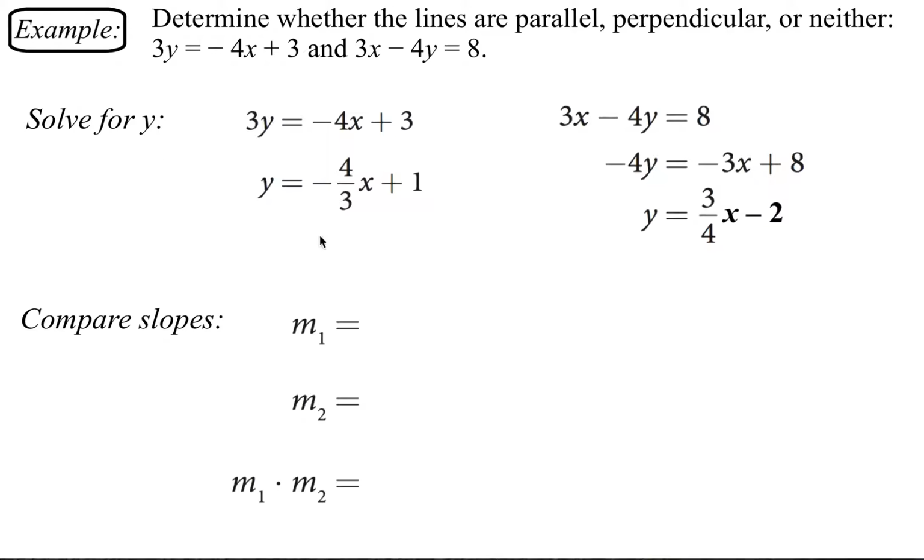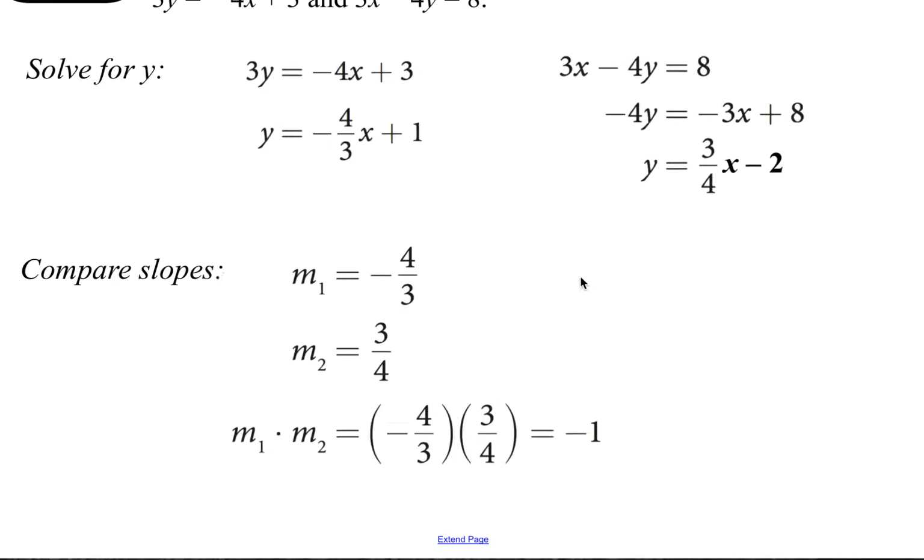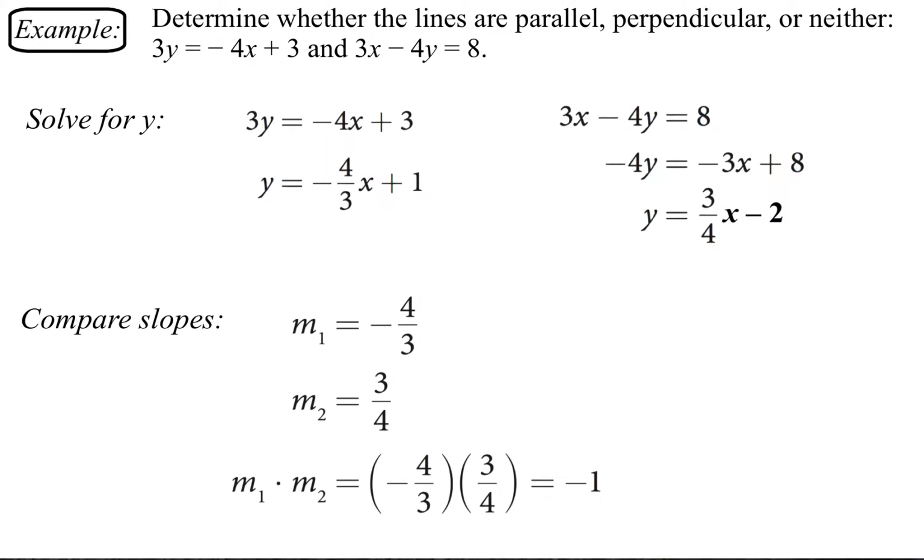So if we look at our slopes, we have negative 4/3 and positive 3/4. They have opposite signs. They are reciprocals. So therefore, we know that these two lines are perpendicular. We can compare those two slopes, negative 4/3 and positive 3/4, multiply them together, we get negative 1, and that tells us that the answer to our question is they are perpendicular.